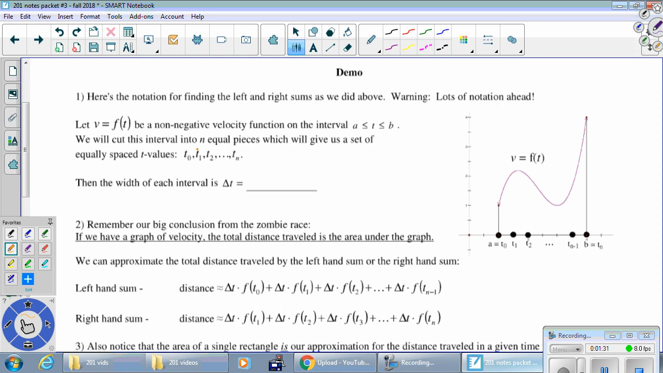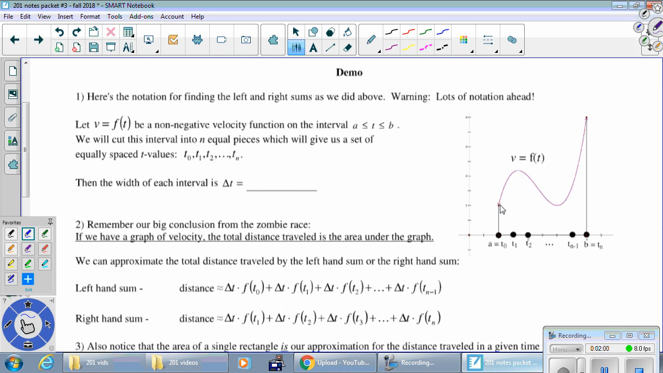So instead of saying 5 equal 1-hour pieces or 10 equal half-hour pieces, let's just call it more generally n pieces. And the names of those pieces, instead of being 0 and a half and 1 and 1 and a half, are going to be generally called t sub 0 for the first time, t sub 1 for the second time, t sub 2 for the third time, and t sub n for the last time. Then the width of each interval is given by delta t equals.